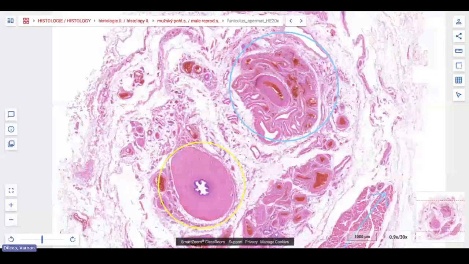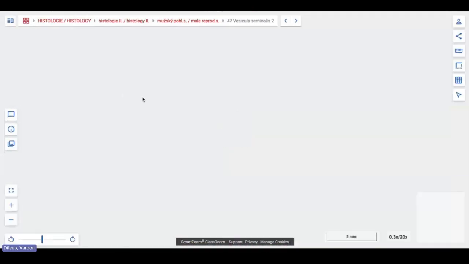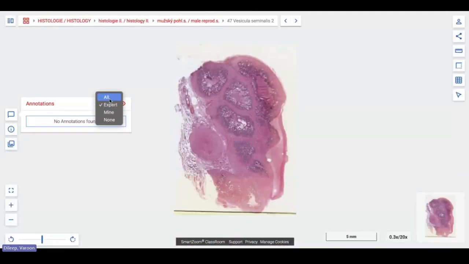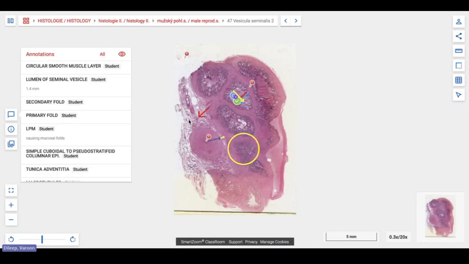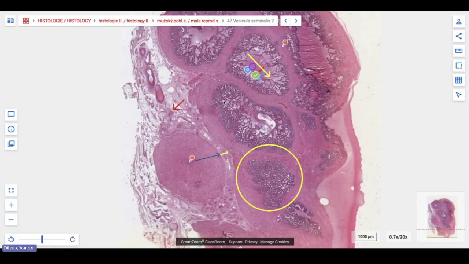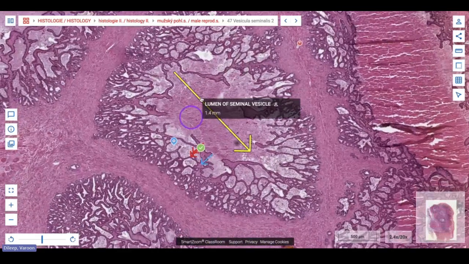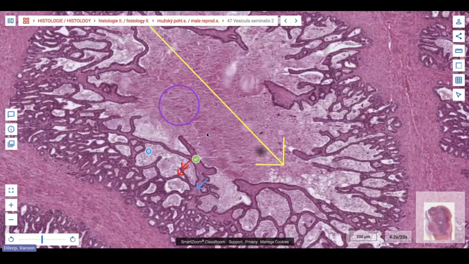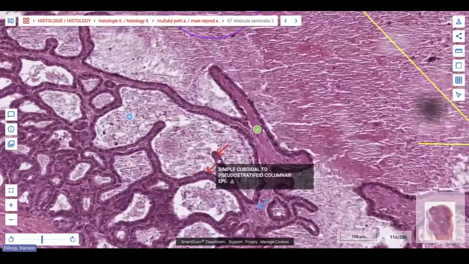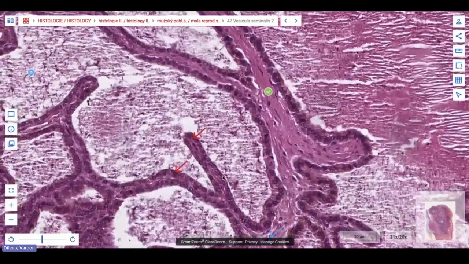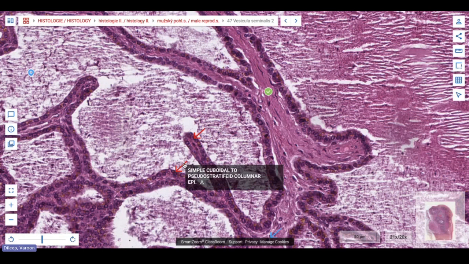Now, when we look at the slide for the seminal vesicle, as you can see, it looks like coiled tubes. But this is the main structure which we're looking at. So this is the lumen of the seminal vesicle. And when we are talking about the epithelium, this small structure, as you can see, the upper part of these cells, they are circular. So this shows the transition between the simple cuboidal to the pseudostratified columnar epithelium.